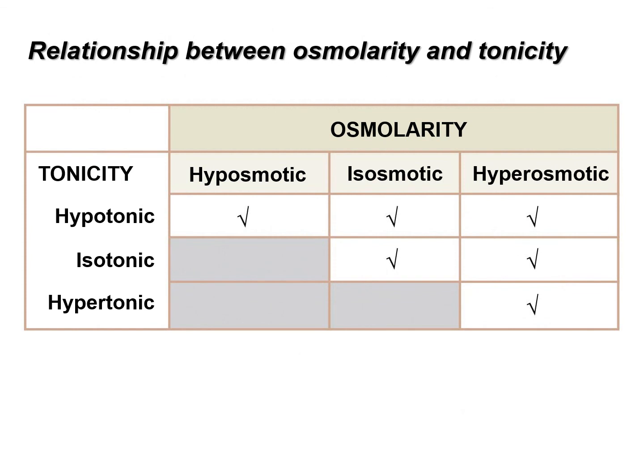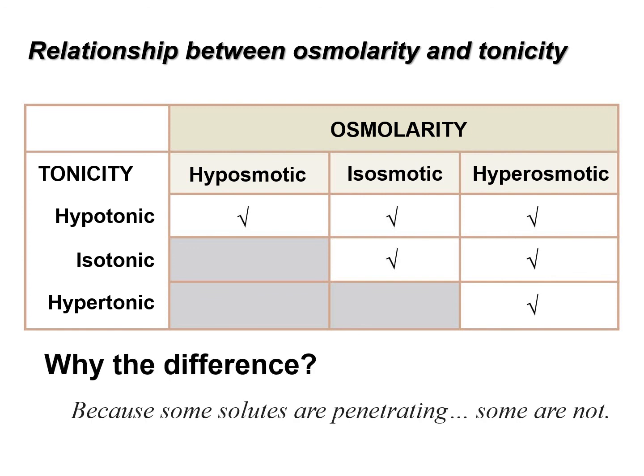This is probably one of the most difficult conceptual slides, at least in this first unit, if not in the semester. This chart shows how a hypoosmotic solution can only be hypotonic, but iso and hyperosmotic solutions can be more than just their equivalent. For instance, isoosmotic can be isotonic, but it could also be hypotonic. Same thing's true with hyperosmotic, though even more so. It could be hypertonic, it could be isotonic, or it could be hypotonic. Why the difference? Because some solutes are penetrating and some are not.